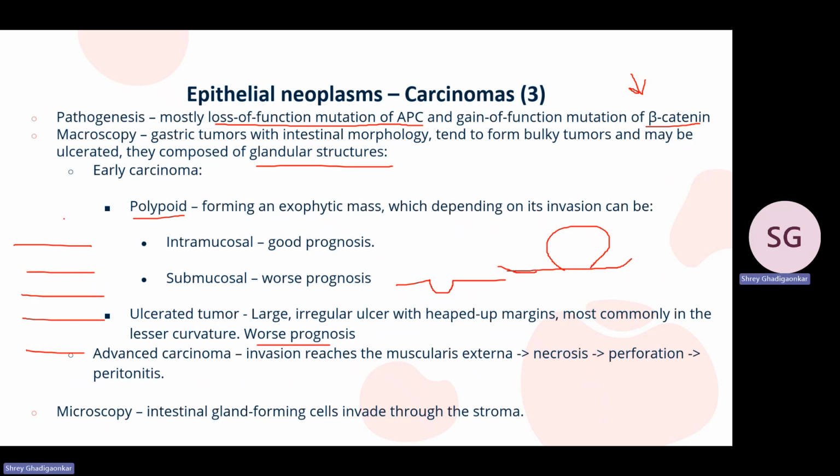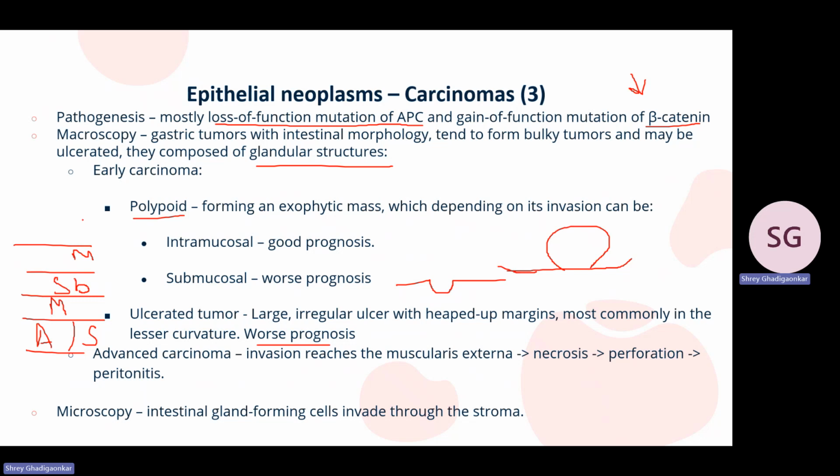So this layer would be your mucosa, then you have your submucosa, then you have your muscularis propria. In most regions, these usually have two layers, a circular and a longitudinal layer. However, in the stomach, you have three layers. And finally, you have the adventitia or the serosa.